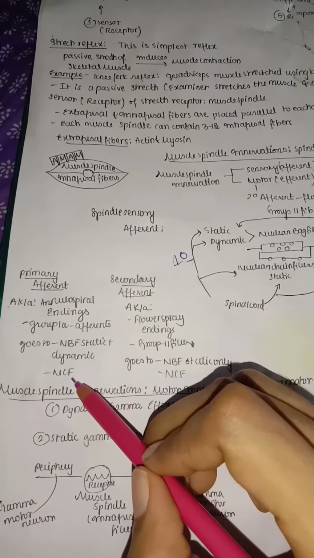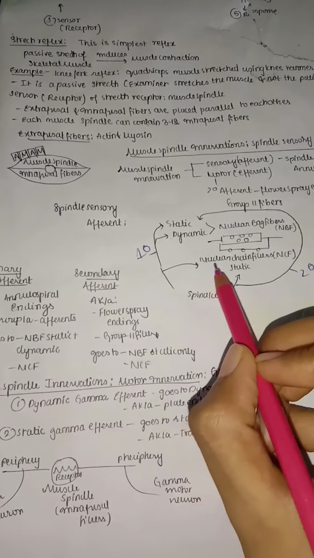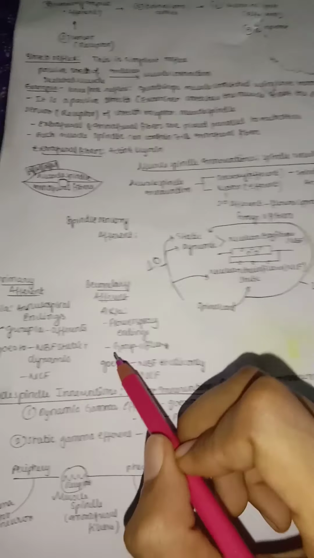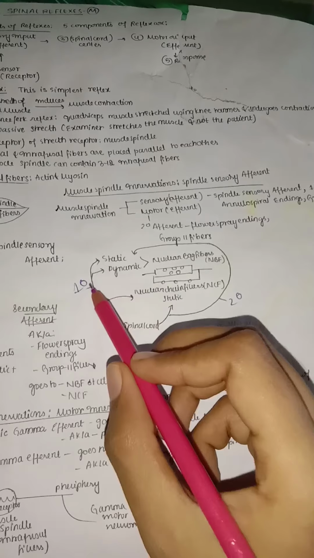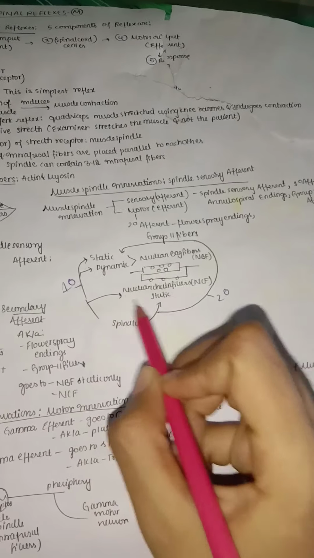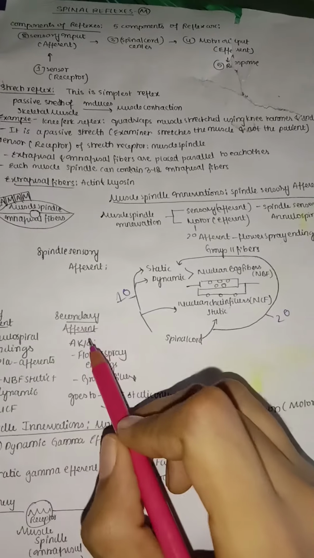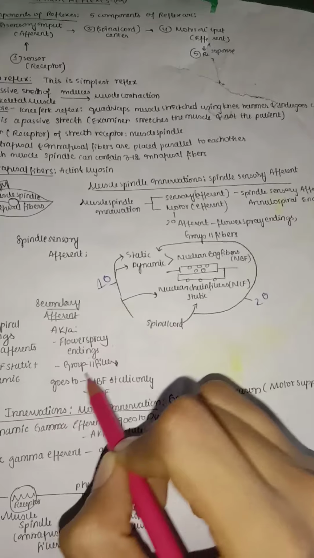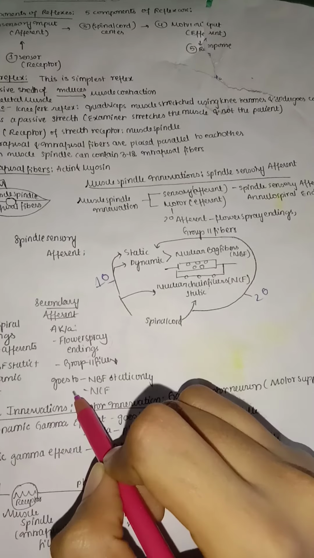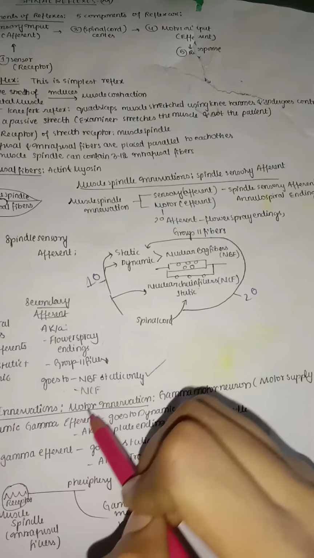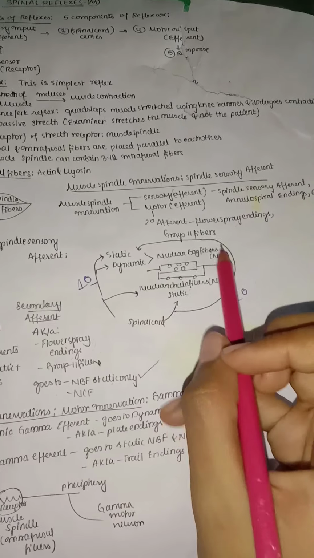And next it also goes to the NCF. NCF is the nuclear chain fibers. So the primary efferent goes to both static and dynamic of nuclear bag fibers, and also to the nuclear chain fibers. Done. Now let us see what the secondary efferent is, and where it is going. Secondary efferent is also called flower spray endings, and these are the group 2 fibers. They mainly go to nuclear bag fibers, only static. This is very important, it's an exception. The secondary efferent goes only to the static.